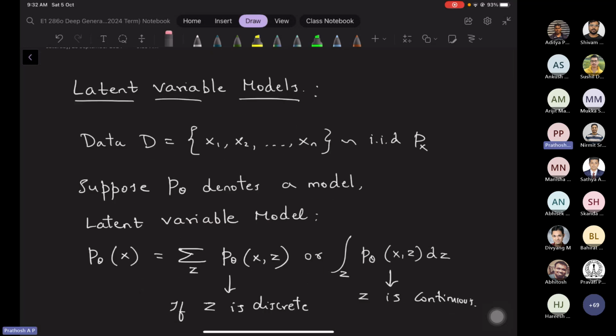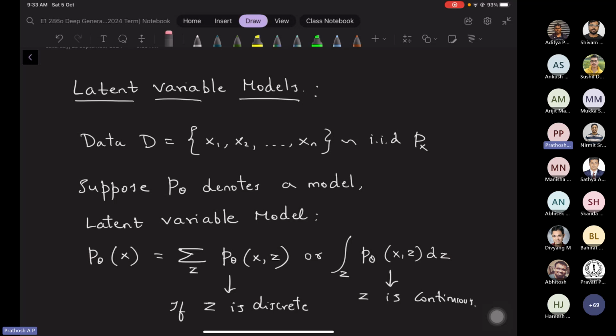Okay. So as I said, today's focus will be on the variational autoencoders or VAEs. So as a precursor, we were looking at latent variable models last time, correct? Now, what are latent variable models?